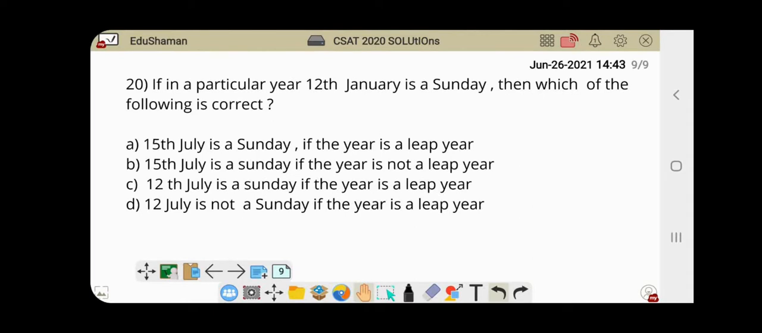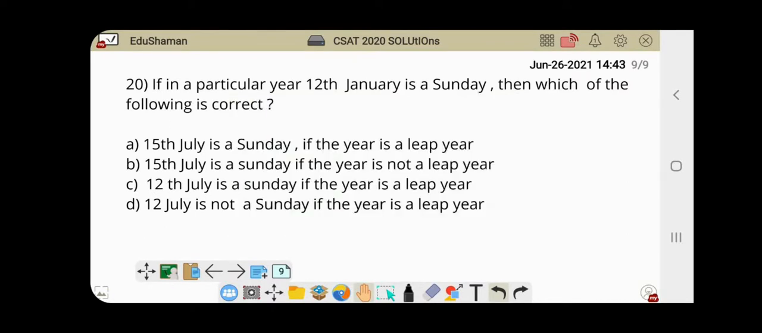If in a particular year 12th January is a Sunday, then which of the following is correct? Option A, 15 July is a Sunday if the year is a leap year. B, 15 July is a Sunday if the year is not a leap year. C, 12 July is a Sunday if the year is a leap year. Or D, 12 July is not a Sunday if the year is a leap year.